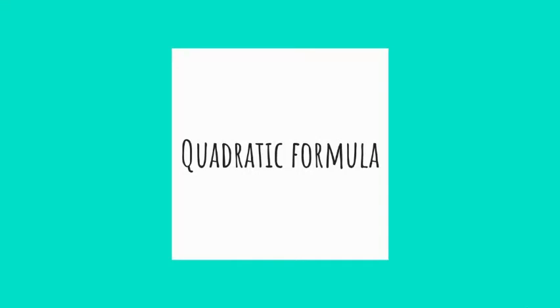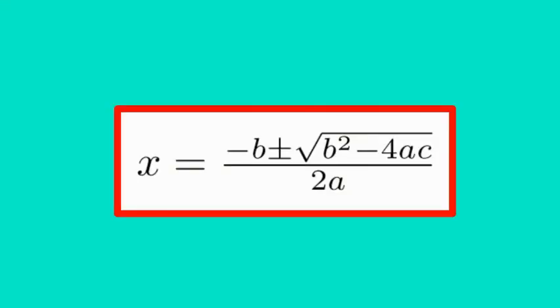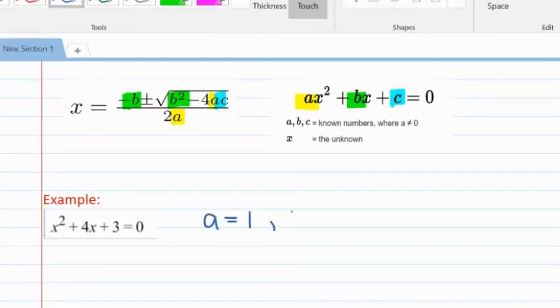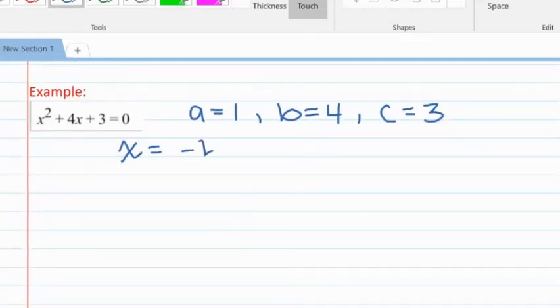Moving on to the quadratic formula. I know, it looks really complicated, but trust me, it is way simpler than it looks. Here, let me break it down to you using an example. So going through this example, x squared plus 4x plus 3 is equal to 0. a is equal to 1, b is equal to 4, and c is equal to 3.